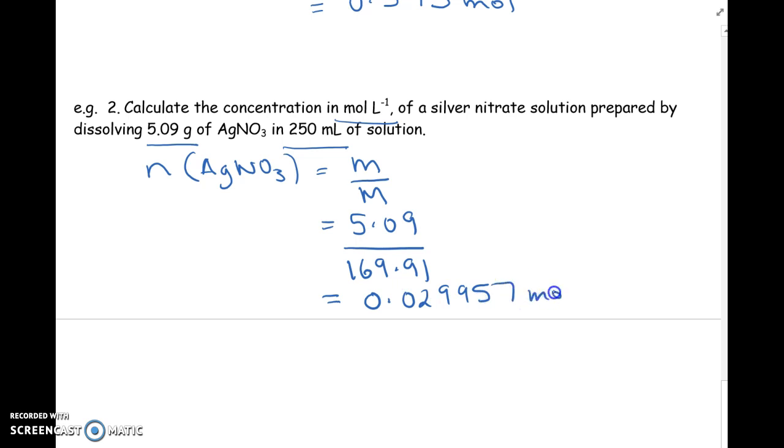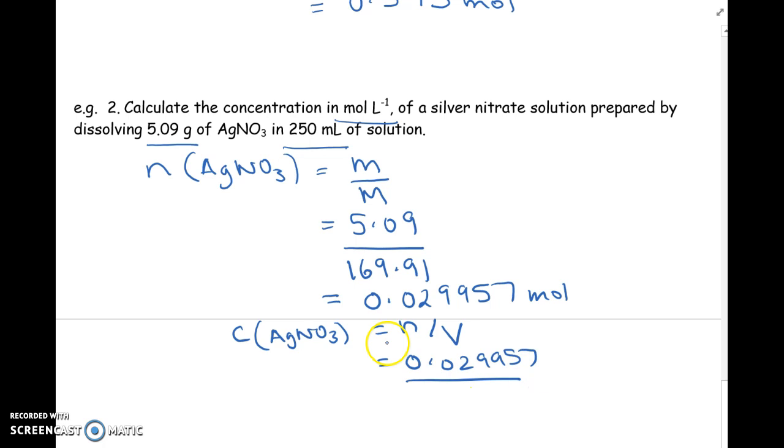0.029957 moles. Next step, the concentration of silver nitrate is equal to number of moles divided by volume. The number of moles is 0.029957. The volume is 250 ml, but it must be converted to litres, which is 0.25, and this comes out to 0.120 moles per litre.